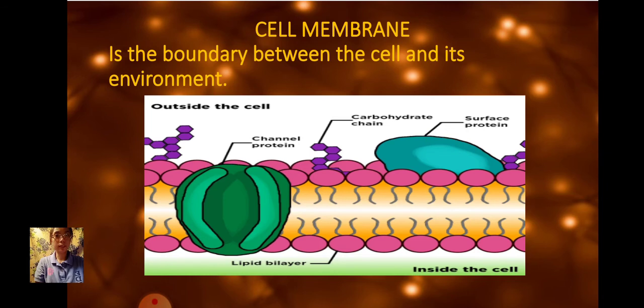Cell membrane. It is the boundary between the cell and its environment. The cell membrane has two functions. First, to be a barrier keeping the constituents of the cell in and unwanted substances out. And second, to be a gate allowing transport into the cell of essential nutrients and movement out of the cell of the waste products.